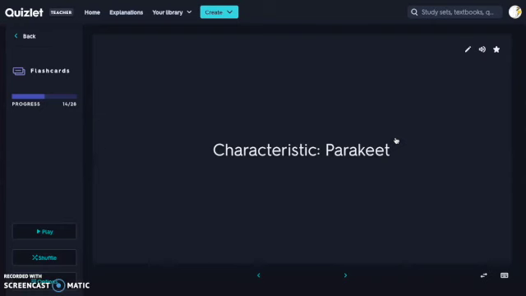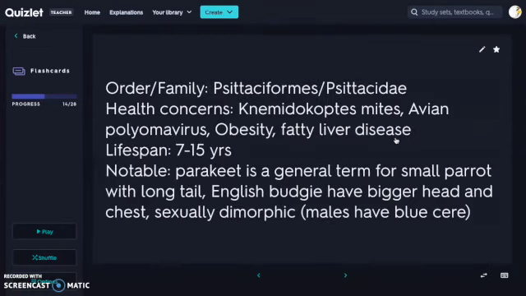Next, we have our parakeets. And so lovebirds are also, right, they're in the same family. So parakeets and lovebirds are both Psittaciformes and Psittacidae. Health concerns are Knemidocoptes mites. So it's a type of mite that they are going to be prone to. But most mites are species specific. So you don't necessarily need to worry about you getting those mites, but it is something that can happen with those birds. They get avian polyomavirus.